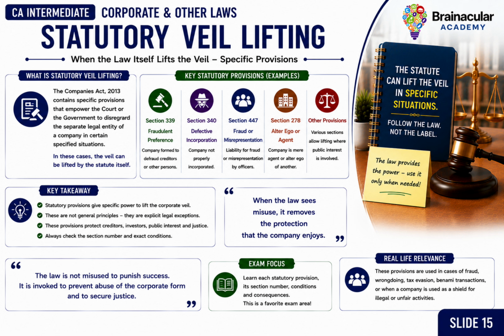First is company used as a sham. So where corporate form is misused purely to evade obligations or commit fraud. Second is enemy character. जैसे Daimler Company Limited versus Continental Tire and Rubber Company Limited during World War I. The company was incorporated in England but controlled by German nationals. Court lifted the veil because it had an enemy character. Third is tax evasion. If a company is formed purely to avoid tax, courts look through it.